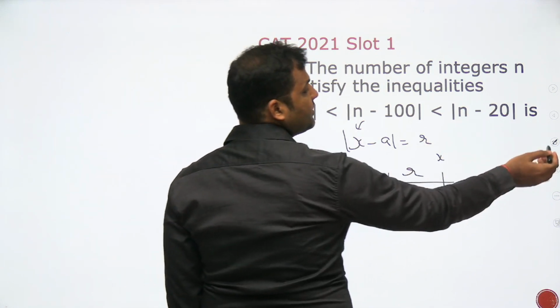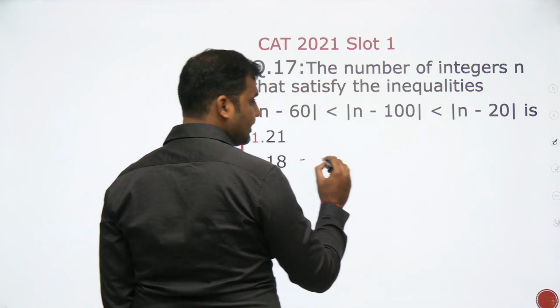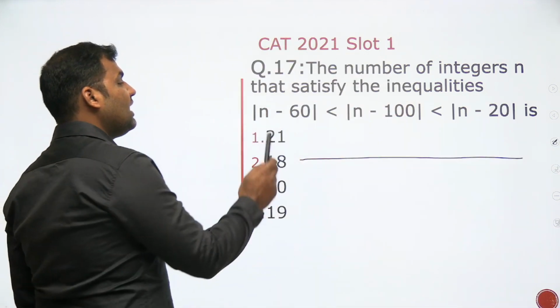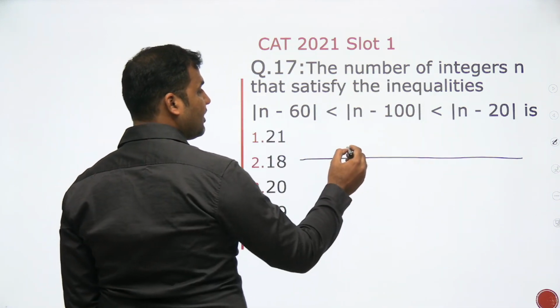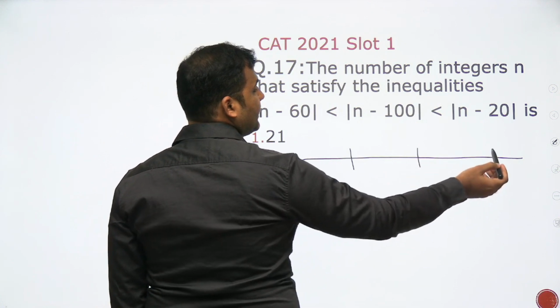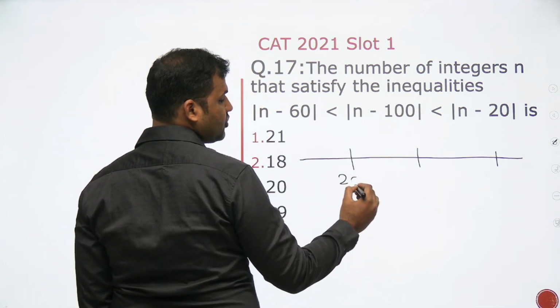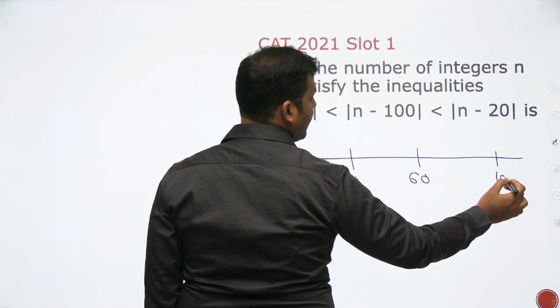What I need is first of all you need to decide the origin values here. N minus 60 mod is less than n minus 100 mod is less than n minus 20 mod. That means there are three different origins given to you. The leftmost origin you can see will be 20. The next origin would be 60 and the next origin would be 100, right?